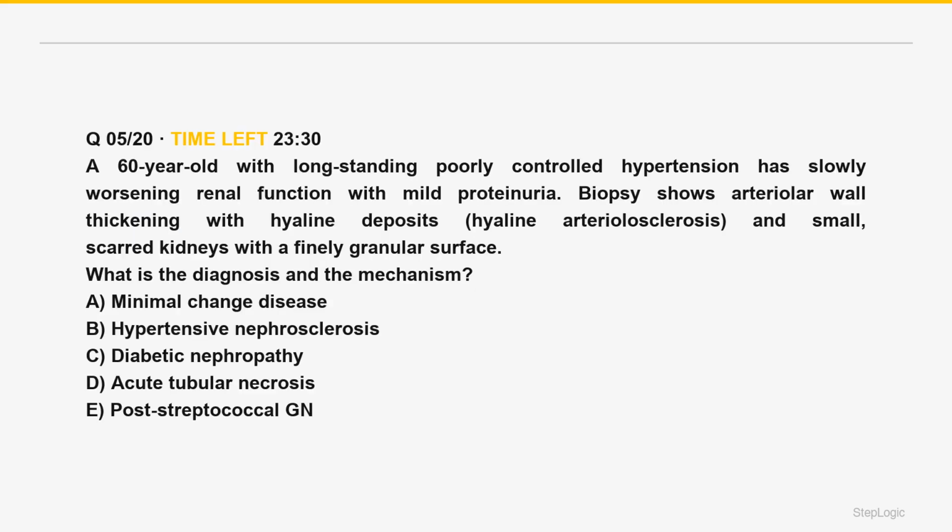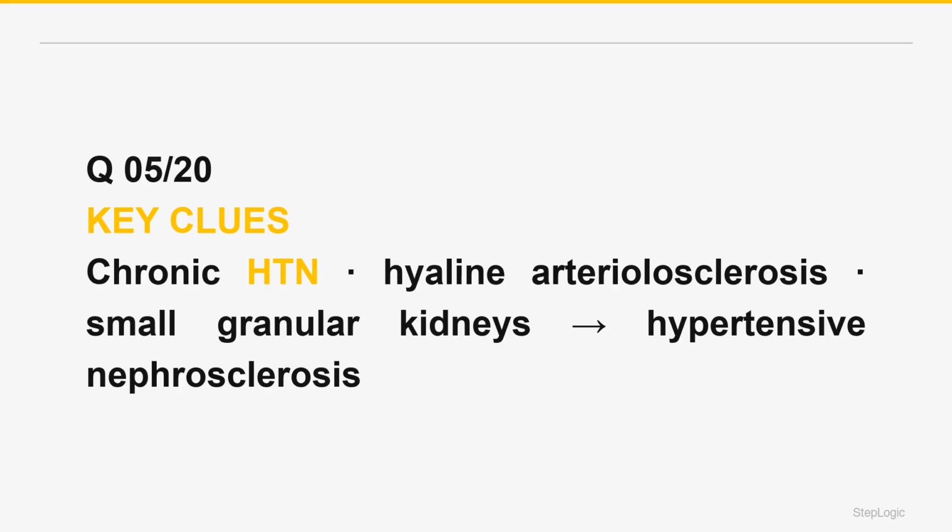What is the diagnosis and the mechanism? A 60-year-old with long-standing, poorly controlled hypertension has slowly worsening renal function with mild proteinuria. Biopsy shows arteriolar wall thickening with hyaline deposits, hyaline arteriolosclerosis, and small scarred kidneys with a finely granular surface. Read the command: diagnosis and mechanism. Long-standing HTN, hyaline arteriolosclerosis, small granular kidneys, slow CKD: hypertensive nephrosclerosis.